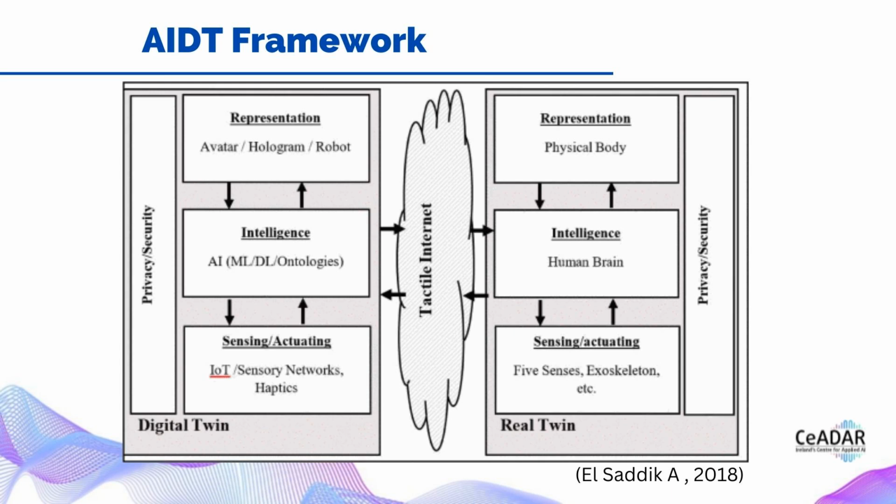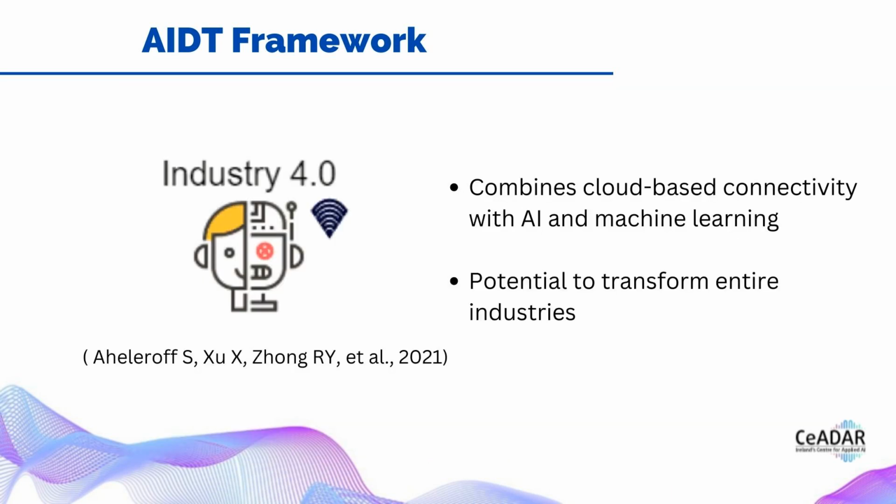And finally, we have the Industry 4 AIDT framework, which is a hybrid cloud CPS and AIDT architecture. This framework is focused on advancing smart manufacturing and consists of a communication model including sensing and actuating intelligence and the representation of the twins' connection through a tactile internet. It is highly adaptable and can be used across a range of industries, but it can be complex to implement.